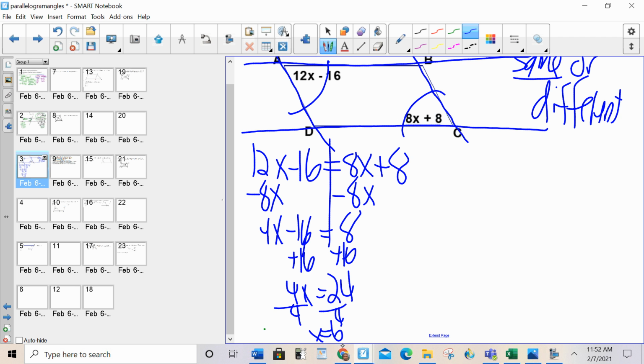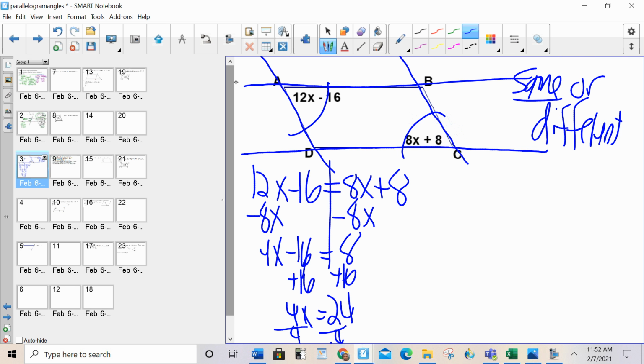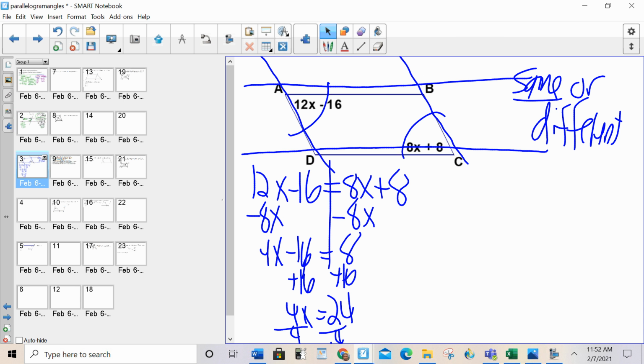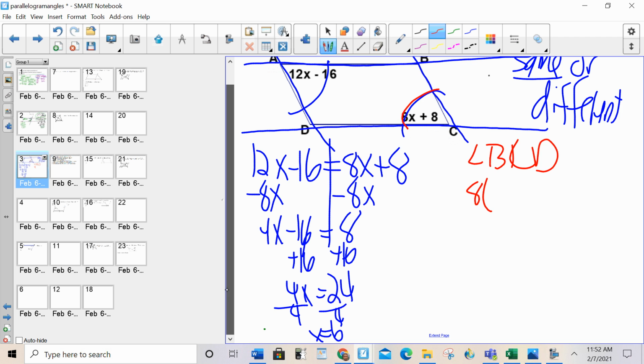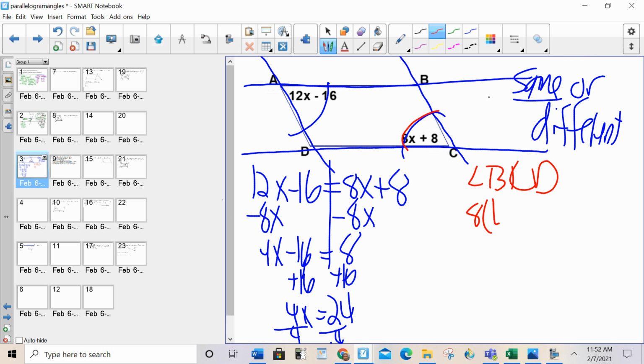X is 6. It's asking for, I don't know where the problem is. Is it hidden? Oh, angle BCD. Angle BCD is that one right there. So it's 8 times 6 plus 8. Use a calculator if you need to. 56.